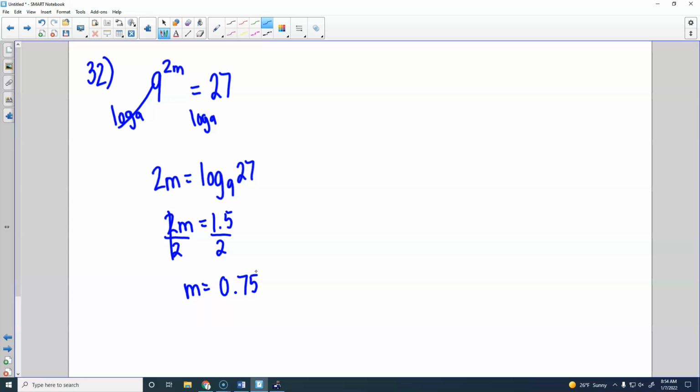33. Which 33? Because I think there's two 33s. Is it the 42 to the x squared or the natural log of x? Okay. So for 33, we have 42 to the x squared equals 84. And so, what is the first thing that we would do for this one, Jackson?